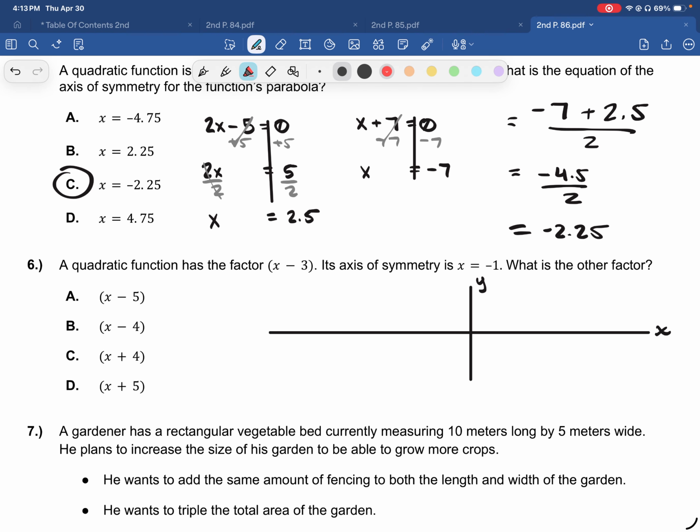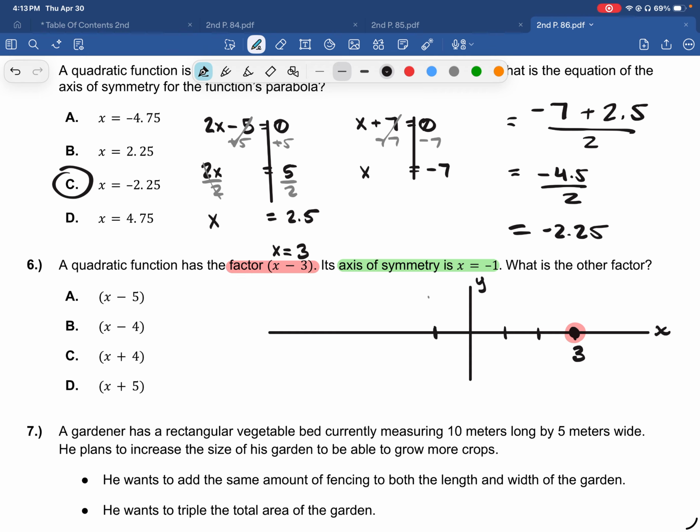Now, it has a factor of x minus 3. That means its 0 or root or solution or x-intercept is x equals 3. So let me go ahead and go out to 3 and plot that point. Now, it says its axis of symmetry is negative 1. So let me go over here to negative 1, and I'll go ahead and draw a vertical line.